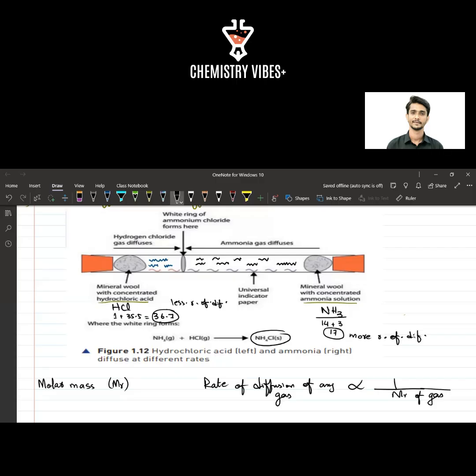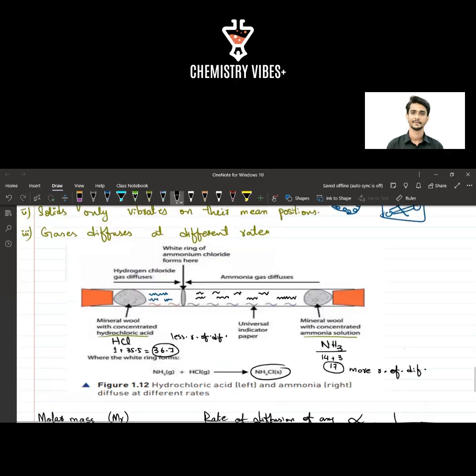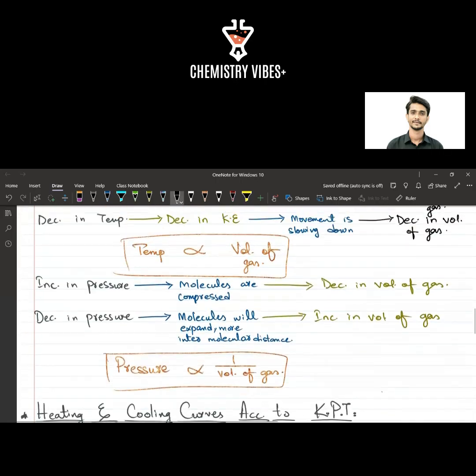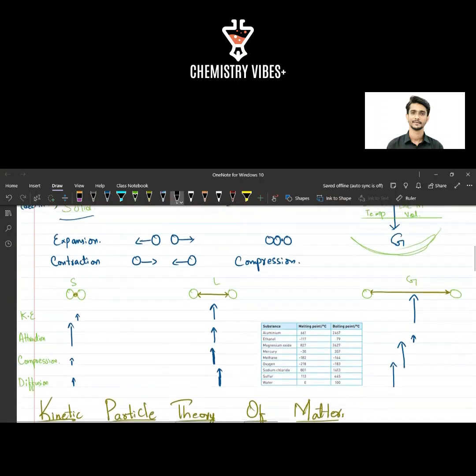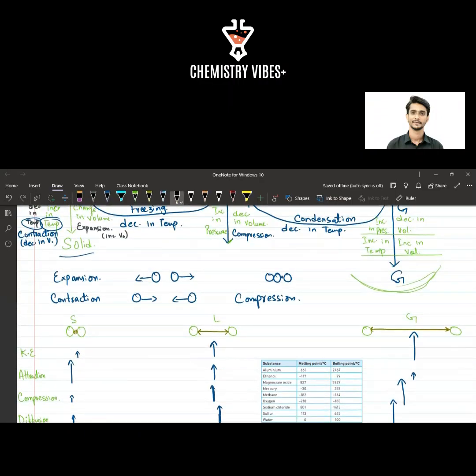Why are we saying that gases have a very high rate of diffusion? We can study gases in the sense of the diffusion process. The reason is this: they can move faster, they have less force of attraction, and they have large intermolecular distance.